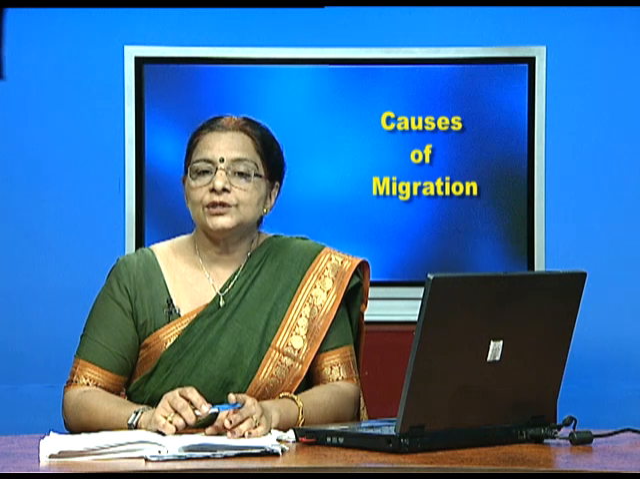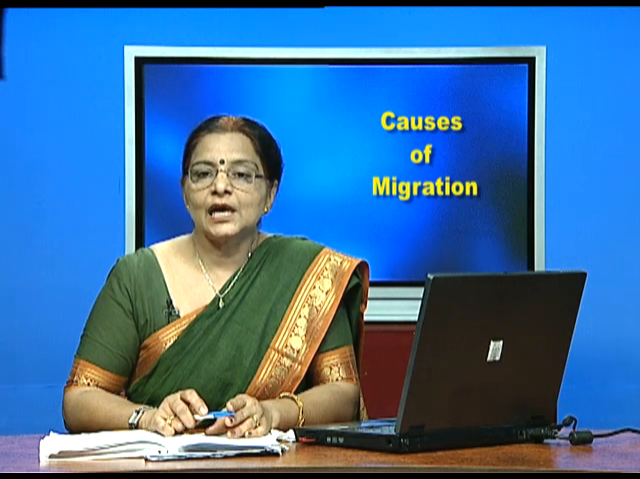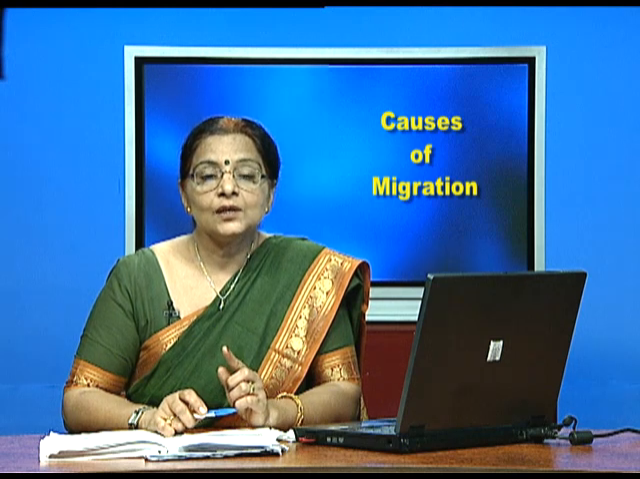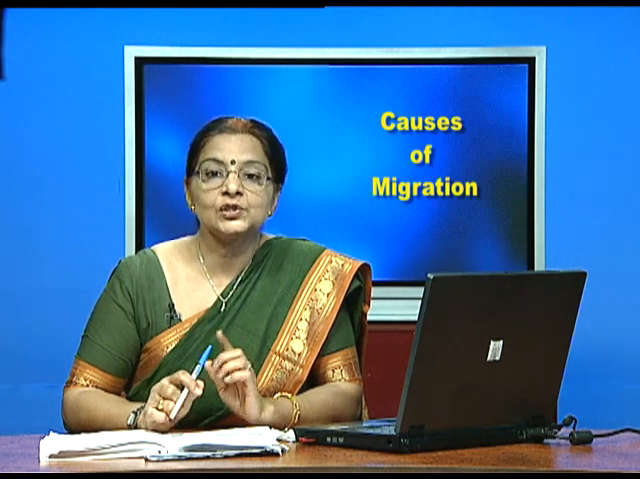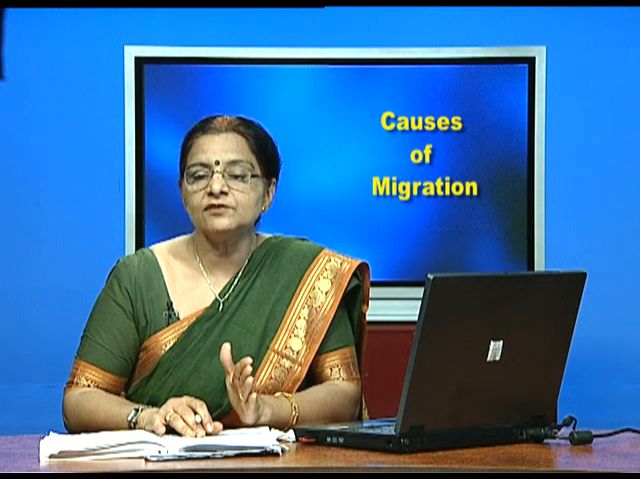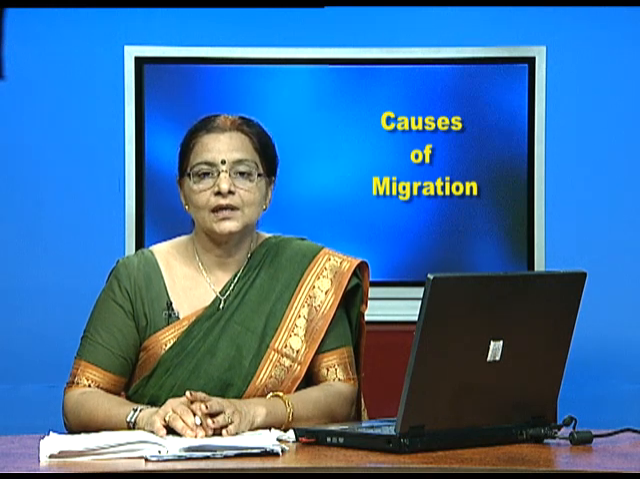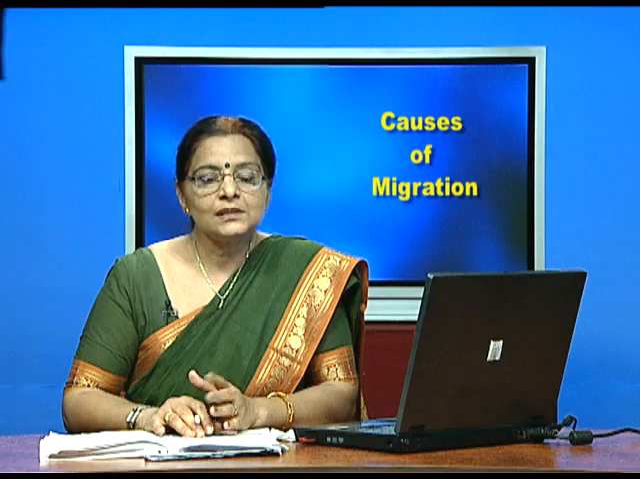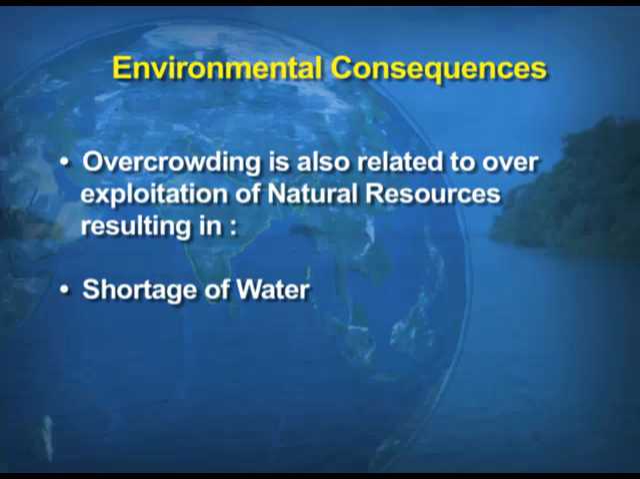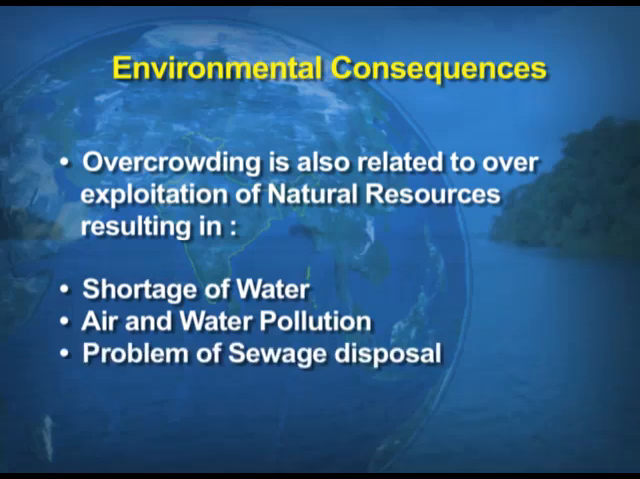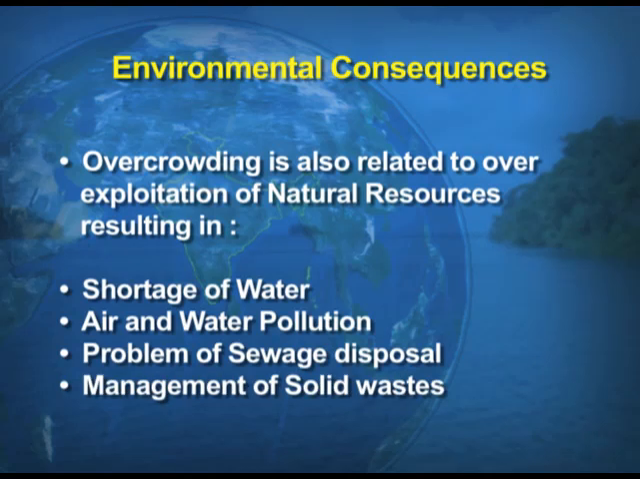Overcrowding is also related to the overexploitation of the natural resources. So, this overexploitation of the natural resources, children, what is it? This is a negative impact of the migration in certain areas, because we have to face the shortage of water, air and water pollution is also affected, the problem of sewage disposal also people have to face, and of course, the management of the solid waste, this is also one of the exploitation of the natural resources.